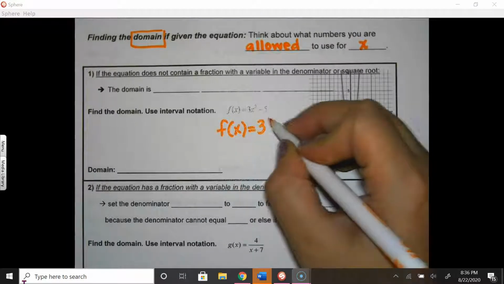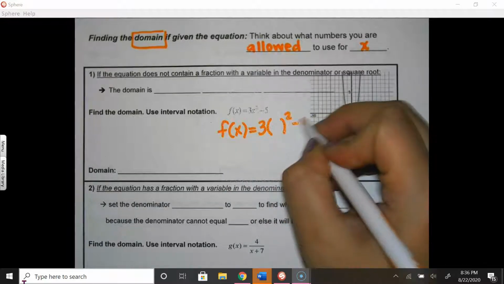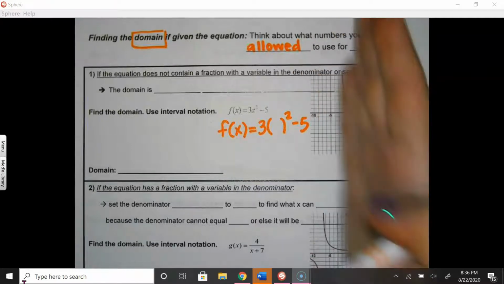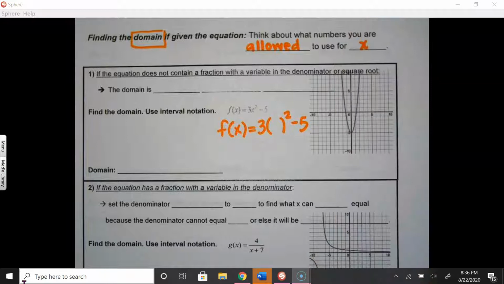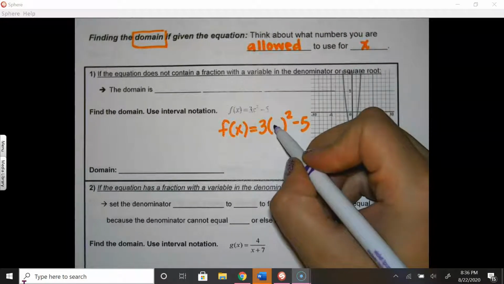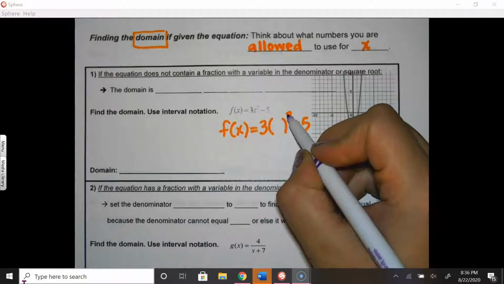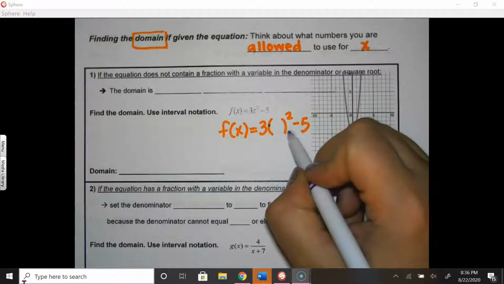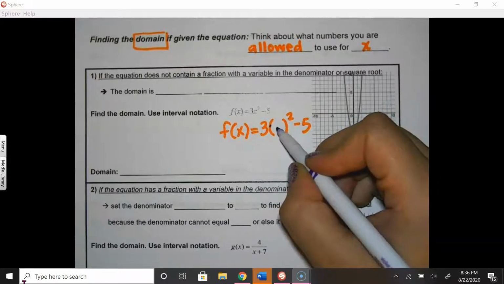Okay. So if we take a look at this example right here, f of x equals 3x squared minus 5. So I have the graph here, so you can look at it left to right, but the graph wouldn't be here. So let's ignore the graph for a second. And we have to think about what numbers can we plug in for x and be able to square it, then multiply by 3 and subtract 5. So the first thing is think about negative numbers.